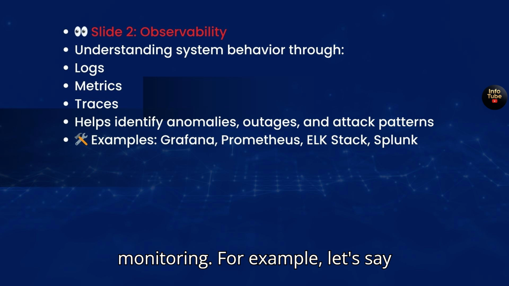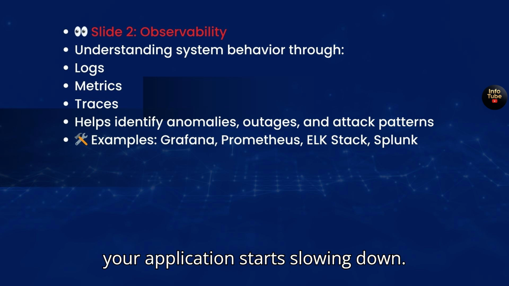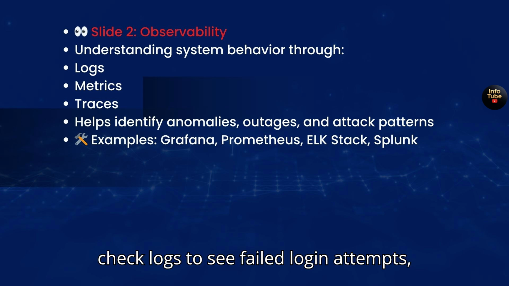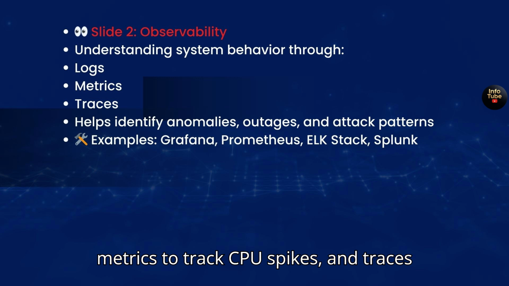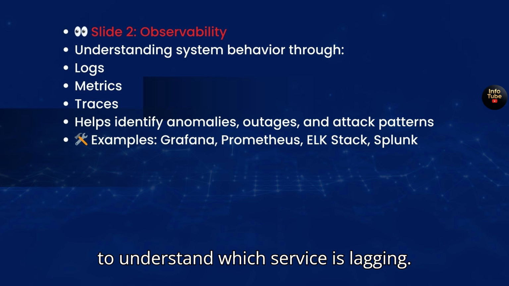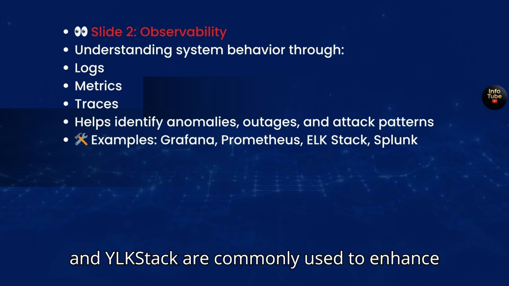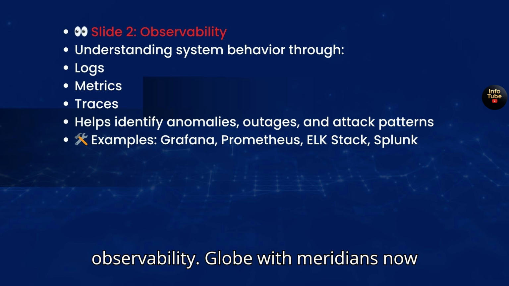For example, let's say your application starts slowing down. With observability in place, you can check logs to see failed login attempts, metrics to track CPU spikes, and traces to understand which service is lagging. Tools like Grafana, Prometheus, Splunk, and the ELK stack are commonly used to enhance observability.